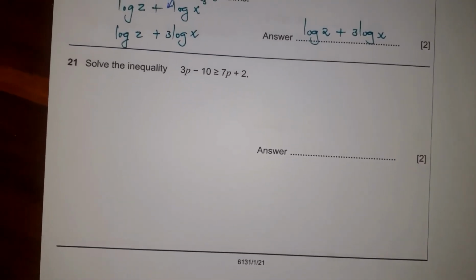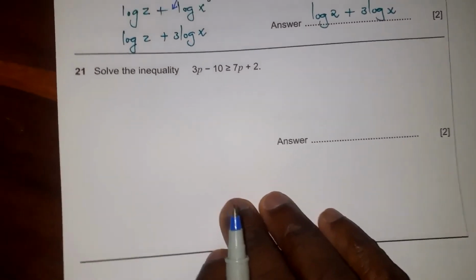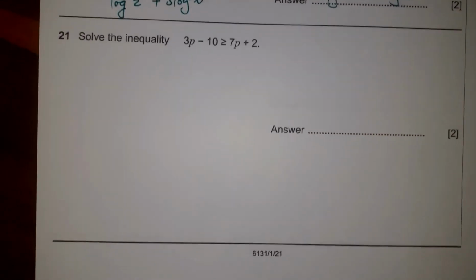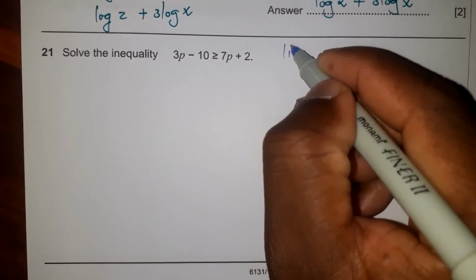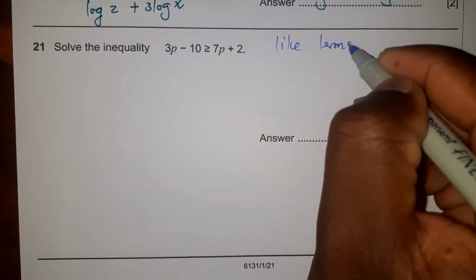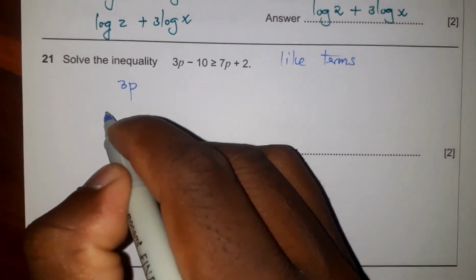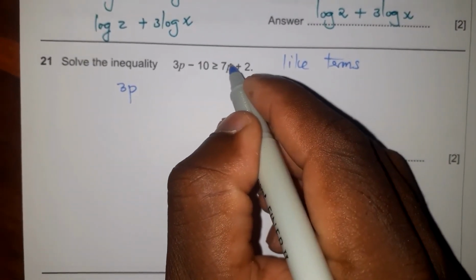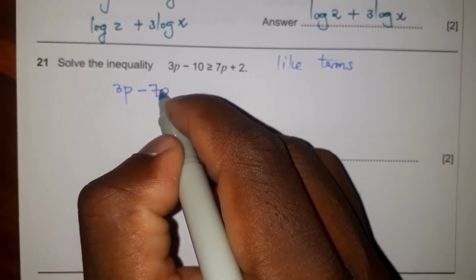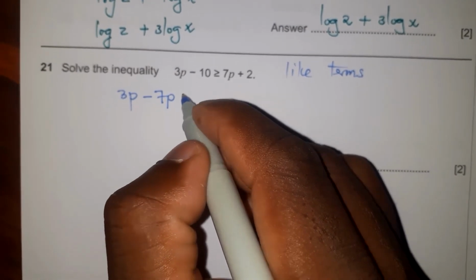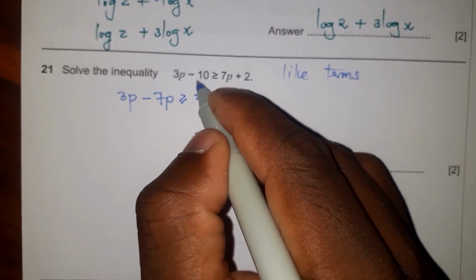And then we have an inequality here. Which color should I use? Let me go with blue, since blue is dope. The same here again. Identify the like terms. So in my case here, I can take 3p, and then this 7p comes to this side, meaning minus 7p, greater than or equal to 2. Then negative 10 goes the other side.